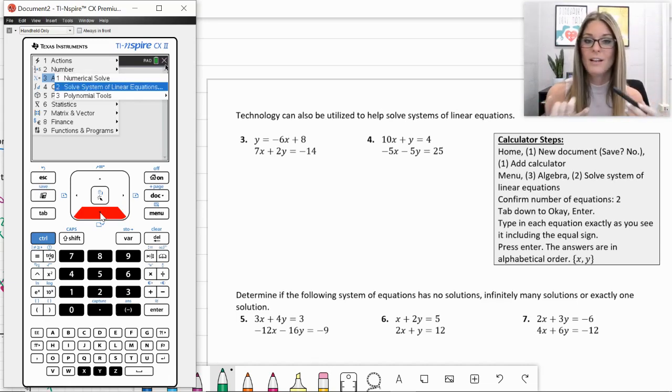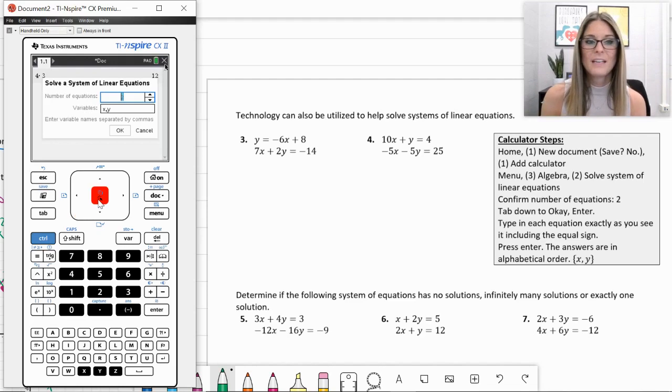We are solving linear equations. They graph lines. They are just x and y. There's no exponents or radicals or crazy things. They are linear and they are equations. So solve system of linear equations. You get this little pop-up box that asks the number of equations, 2. It's going to default to 2 every time we are solving systems of 2 equations, variables x and y.